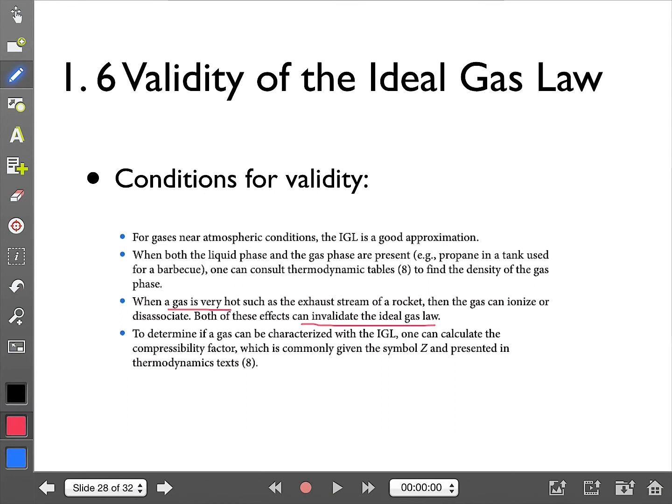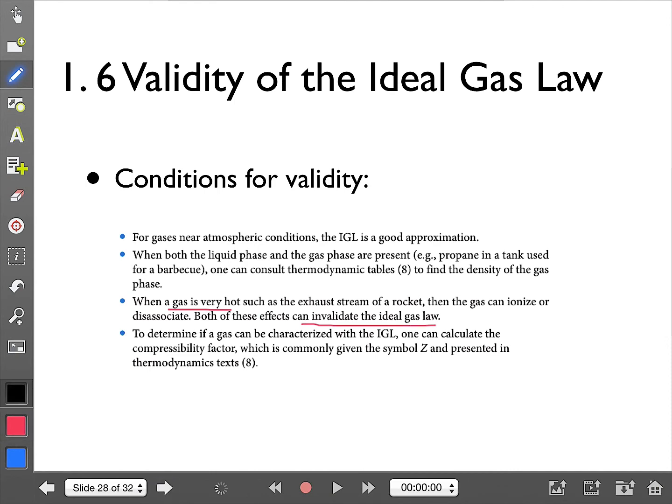So to determine if the gas can be characterized with the ideal gas law, one can calculate the compressibility factor, and we'll talk about that in Chapter 2. And in fact, this was a question that a student had a couple days ago on Wednesday, was what sort of limits are placed on these things. And certainly we do have limits for deciding when things are valid and when they aren't.